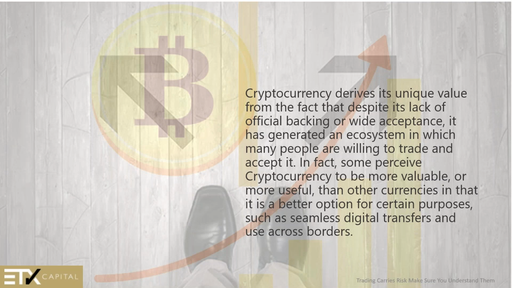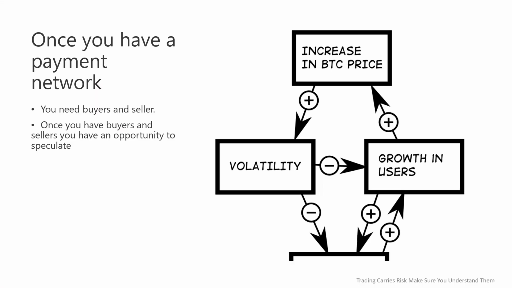It's what blockchain is, except blockchain is more advanced. Now, cryptocurrency derives its unique value from the fact that despite its lack of official backing or wide acceptance, it has generated an ecosystem in which many people are willing to trade and accept it. In fact, some perceive cryptocurrencies as having more value or being more useful than other currencies in that it is a better option for certain purposes, such as seamless digital transfers and use across borders.